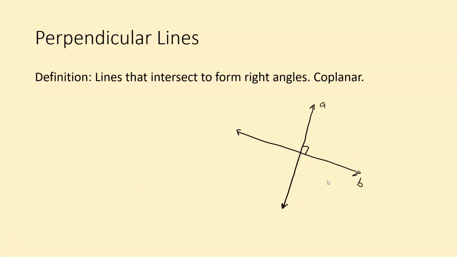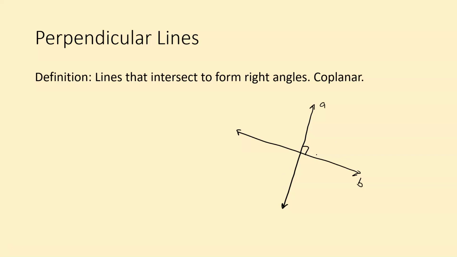So this is what a drawing of perpendicular lines would look like, and we know that they're perpendicular because we have this box here, this square. That's to show that these are right angles. So if you see two lines intersecting that look like they're perpendicular, you don't know for sure unless it has this box here in one of the corners.